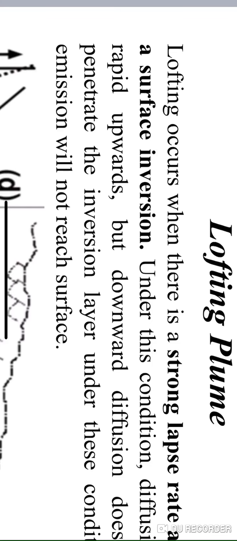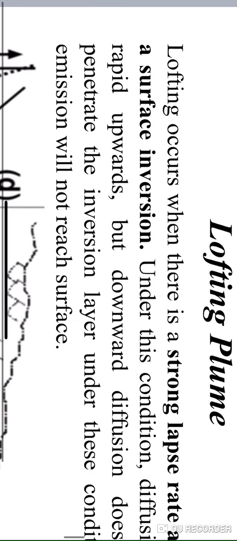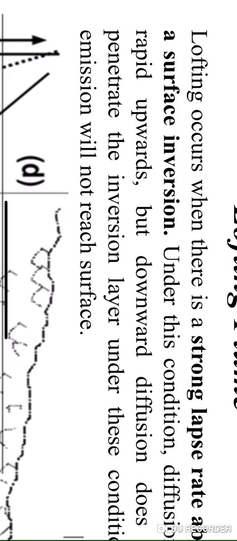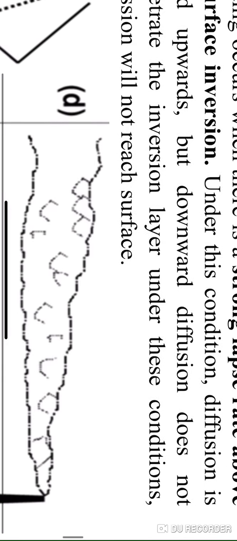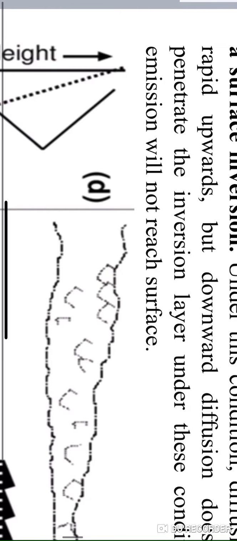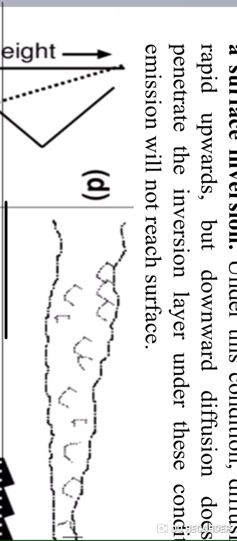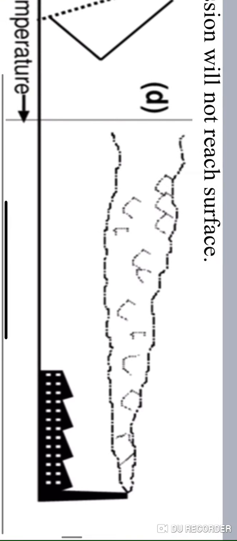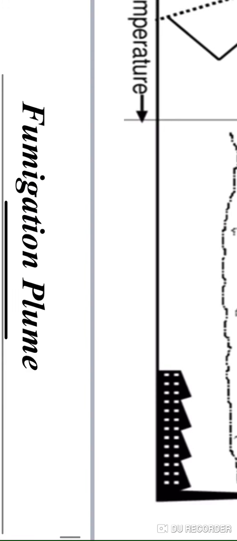Lofting occurs when there is a strong lapse rate above the surface inversion. Under this condition, diffusion is rapid upwards, but downward diffusion does not penetrate the inversion layer. Under these conditions, emissions will not reach the surface. So you can see here, such a phenomenon will be observed in lofting.